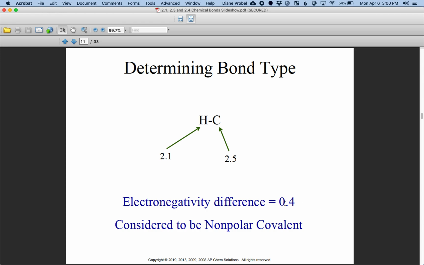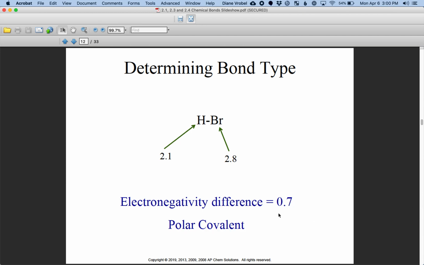Here is a slight difference in electronegativity. By the way, I would just automatically assume whenever you see carbon and hydrogen bonded to each other, they're going to be nonpolar. I know in some textbooks they say that if it's 0.4 or greater that it tends to be polar, but definitely carbon and hydrogen are nonpolar. Here is a difference where bromine is slightly more electronegative than hydrogen, so the difference is 0.7, and this gives us a polar covalent bond.